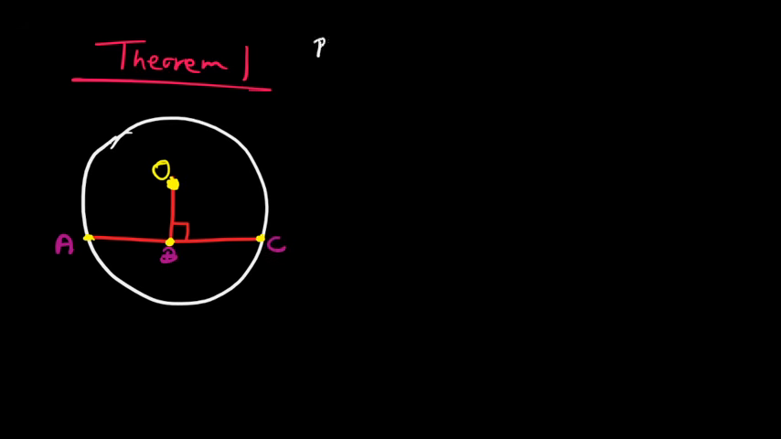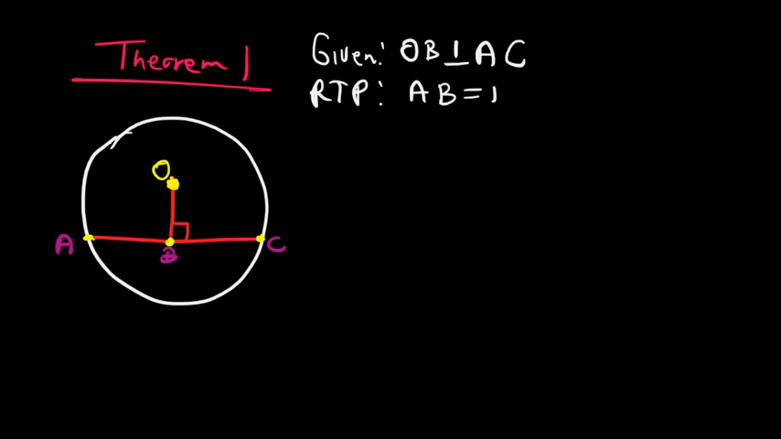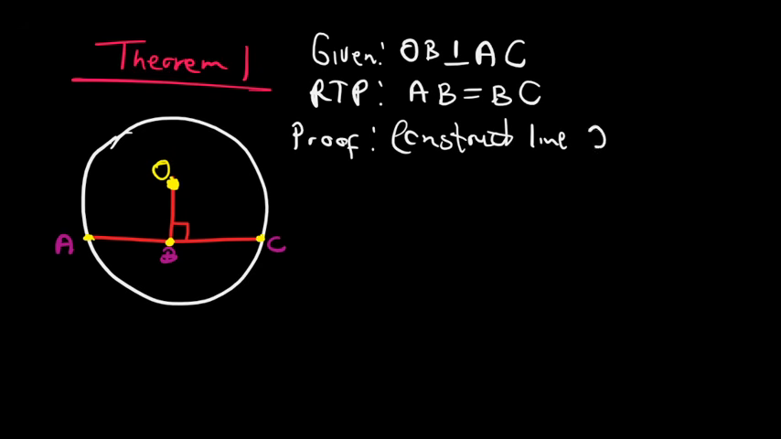And so you are given that OB is perpendicular to AC, and you are required to prove that AB is equal to BC. So that is Theorem 1. The first thing you're going to do in your proof is start by constructing. You're going to construct line OA and OC like that.